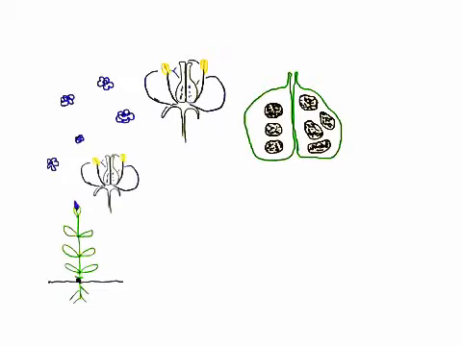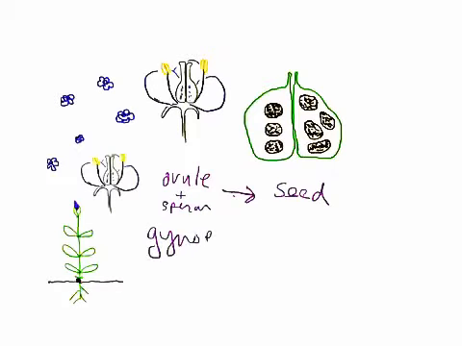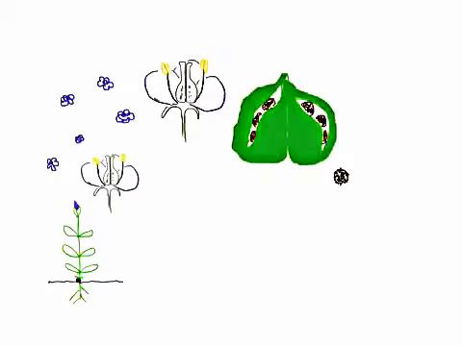Okay, so then time goes on and everything matures. So that ovule plus maybe a little bit of sperm, that turns into a seed. And the gynoecium that surrounds it turns into a fruit. So here we have a fruit, and we have a seed, and it's falling on the ground.